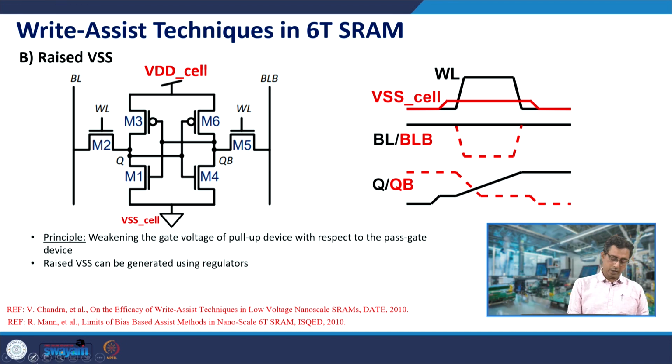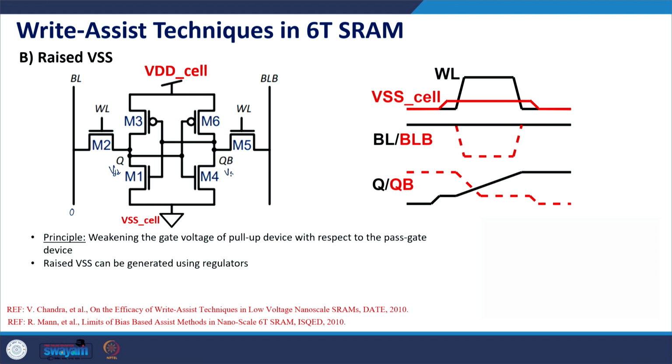Another technique is to increase VSS. This also works on a similar principle. You have increased VSS. So, what does that do in the earlier case? This would now be at VDD, this is 0, and instead of QB being at 0, this is at VSS cell, which is a higher voltage, and this is at VDD. So, you need to charge QB to a higher value, and you would be charging QB using a smaller amount of charge. So, this would happen faster.